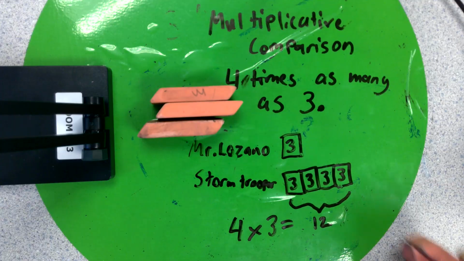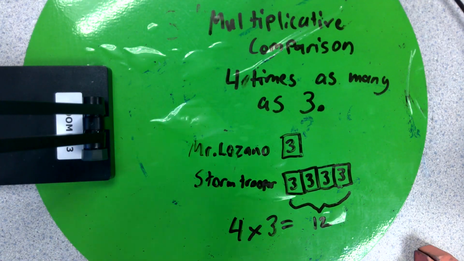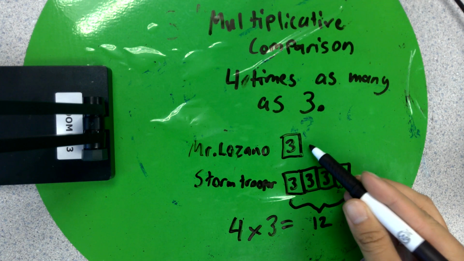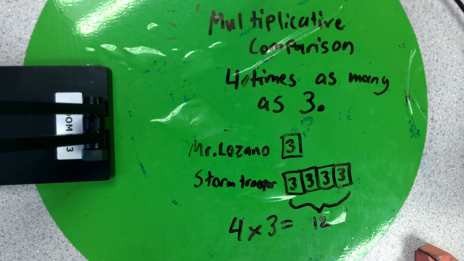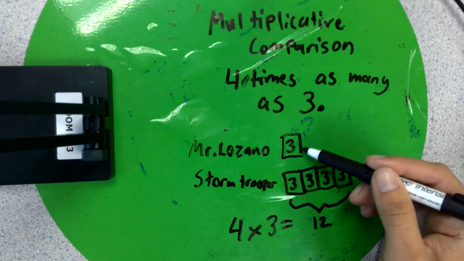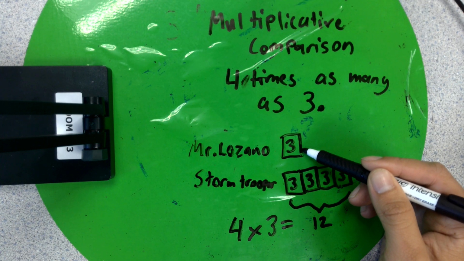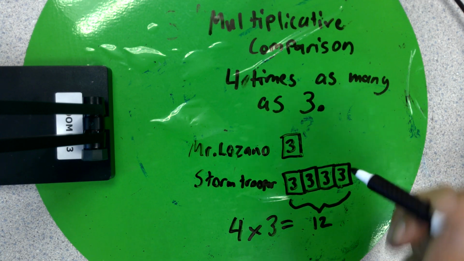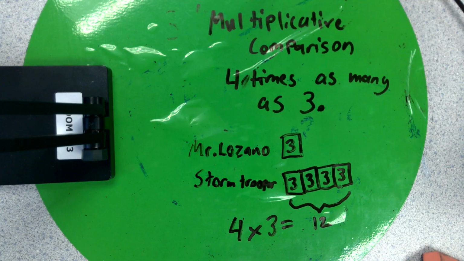So, it's a little bit different compared to what we've done in 3rd grade, because we're not just saying to repeat the groups, but it's comparing how much I have compared to our stormtrooper here. So if we want to know 4 times as many as 3, we take the number here, that is 3, and repeat it 4 times.